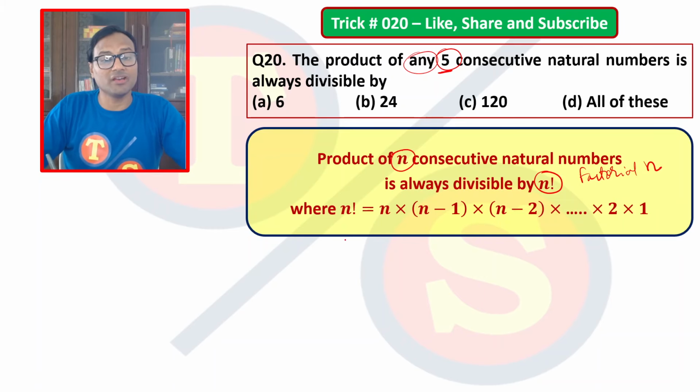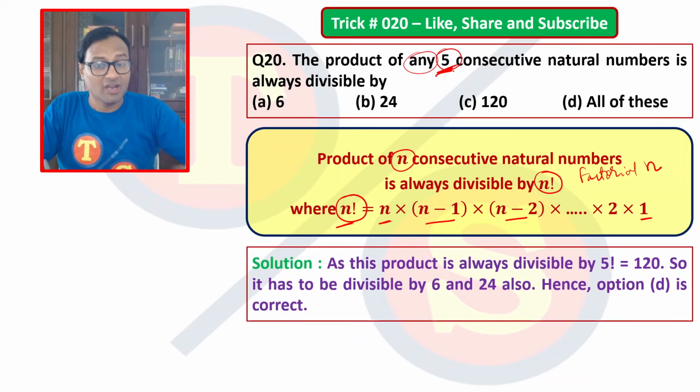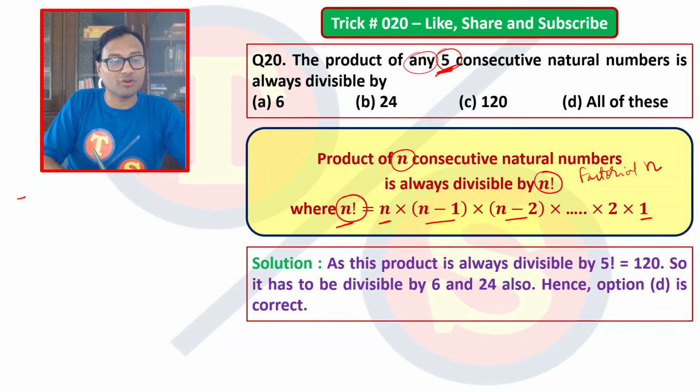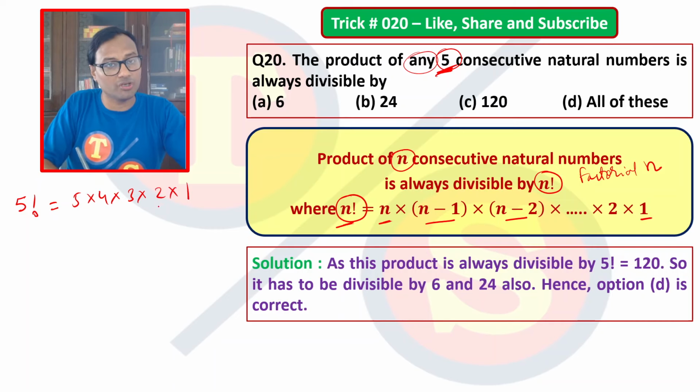Factorial n means what? First of all, we will take n, then n minus 1, then n minus 2, and we will proceed in this way till 1. Multiply all these numbers, that product is known as n factorial. So in our case, 5 is the value of n. So what will be the value of 5 factorial? So 5 factorial is 5 into 4 into 3 into 2 into 1.